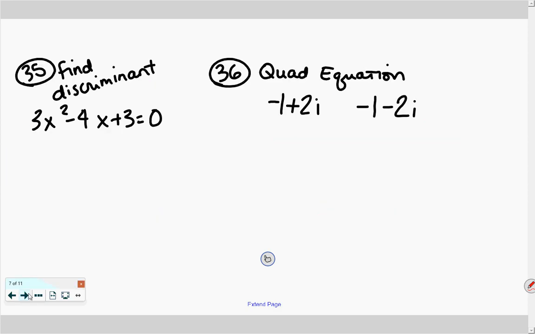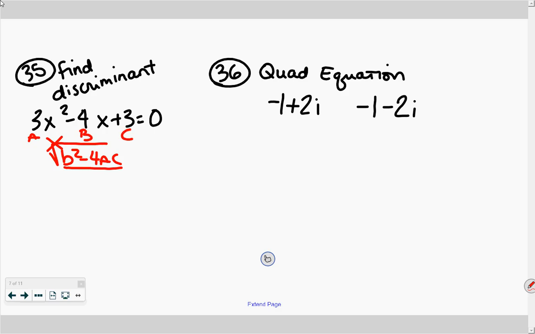Okay, finding the discriminant. So the discriminant comes from the quadratic equation, but it's just what is underneath the quadratic equation, which is this part. Okay, you don't actually find the square root. You just plug it into this. Don't take the square root of it. Okay, so here's my A, my B, and my C.